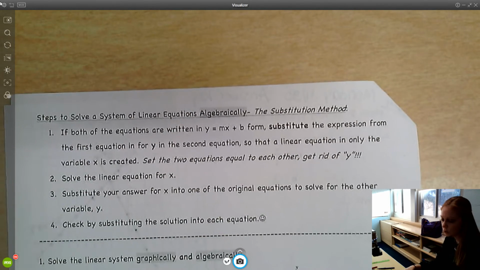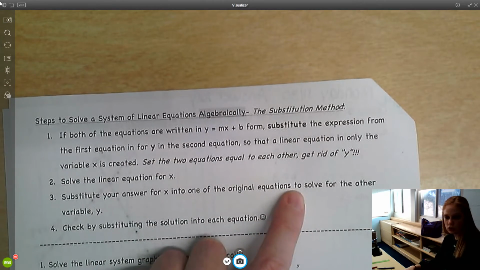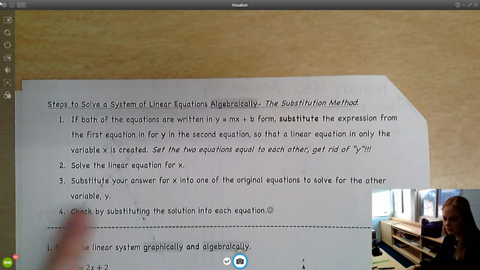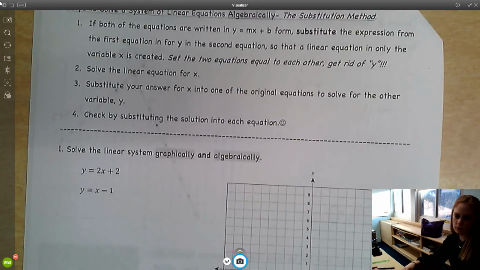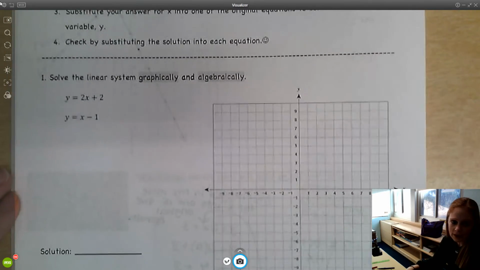Then we substituted our answer for x. We got x equals 2. We took that 2 and put it into one of the originals to solve for y. And then you can check by substituting the solution into each equation. So I'll show you that moving forward. Okay, so now let's solve this one.